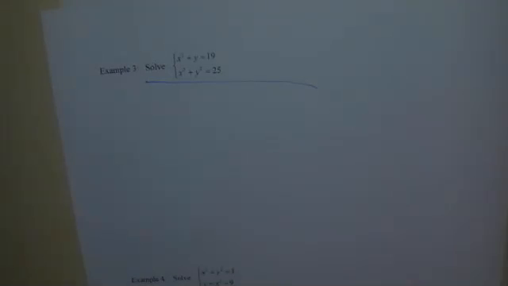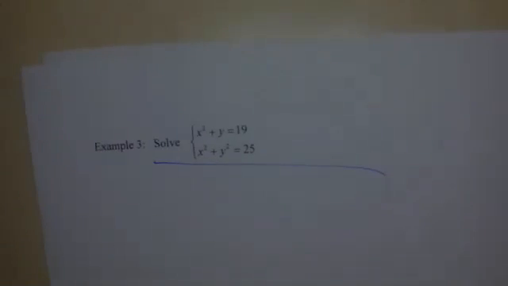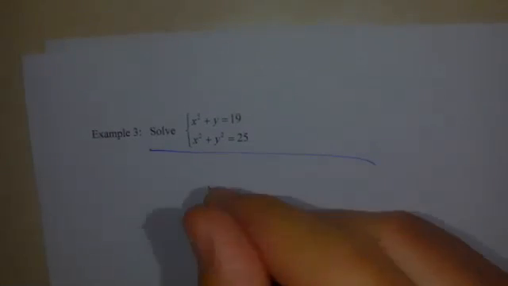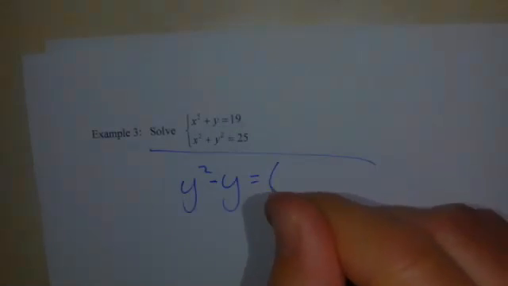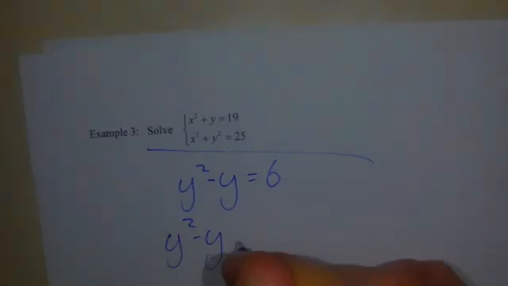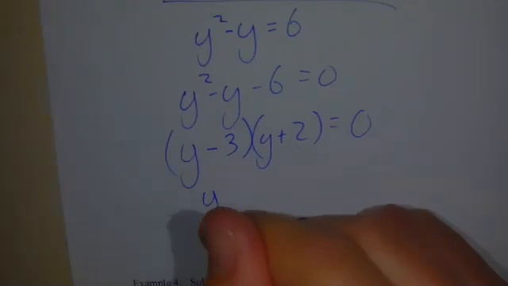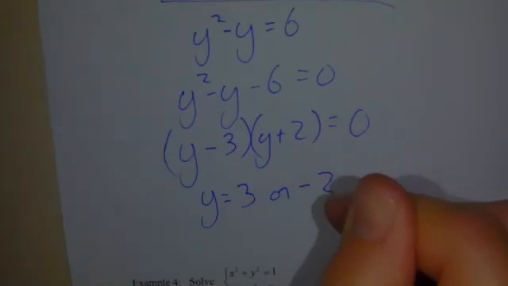This time, let's use elimination. I'm going to subtract these two equations to make life a little bit easier. I'm going to subtract the top one from the bottom one. Hit the focus button and see if I can make that a little bit more clear. Does that look better? Okay. So I'm going to get y squared minus y, and 25 minus 19 is 6. That is y squared minus y minus 6 equals 0. Y minus 3 and y plus 2 equals 0. Y equals 3 or negative 2.